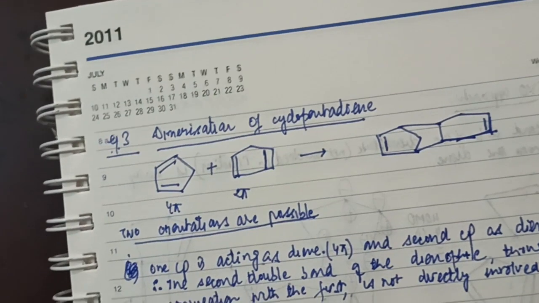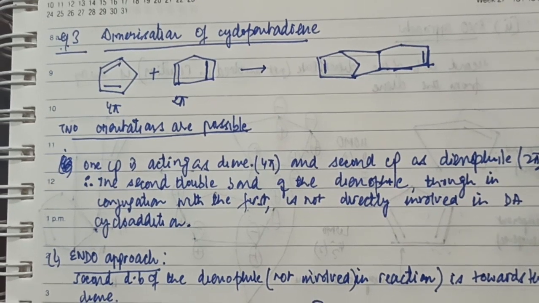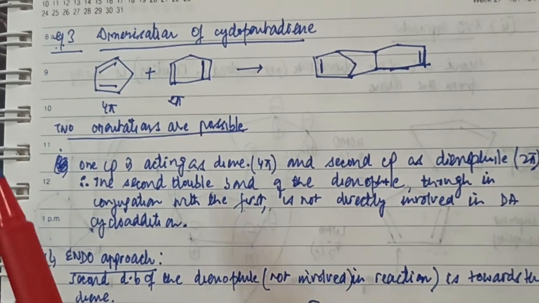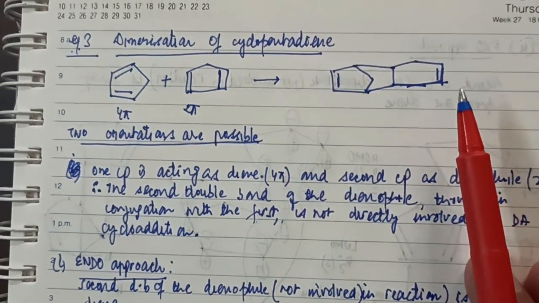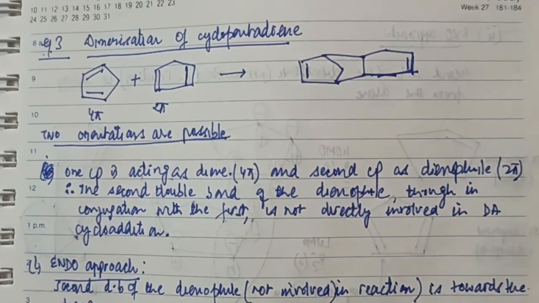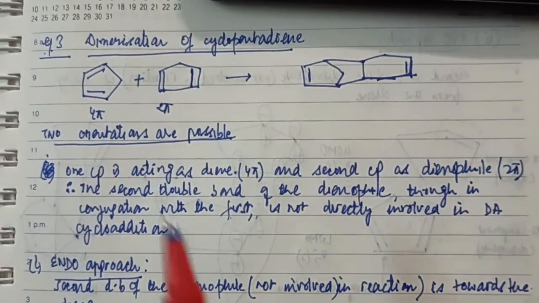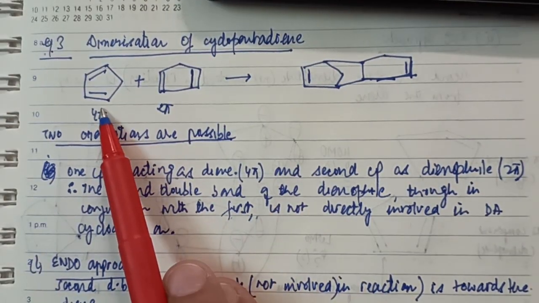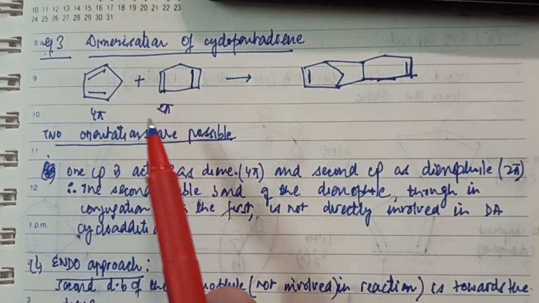I'll talk about the third and final example explaining the cis endo rule in the diene. Now let's talk about the third example, which is the dimerization of cyclopentadiene. In this particular case I have two molecules of cyclopentadiene. One can act as a diene, another will act as a dienophile. One will act as a 4-pi component, another will act as a 2-pi component.